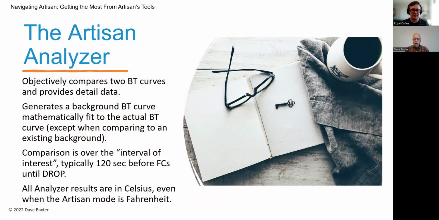And at its heart, what the Artisan Analyzer does is it objectively compares two BT curves and outputs a whole bunch of detailed data about the comparison of those two curves. The first step, it generates a background BT curve, which is a mathematical fit to the actual BT curve that you fed into it. That's true except when you're comparing two real roast curves to each other.